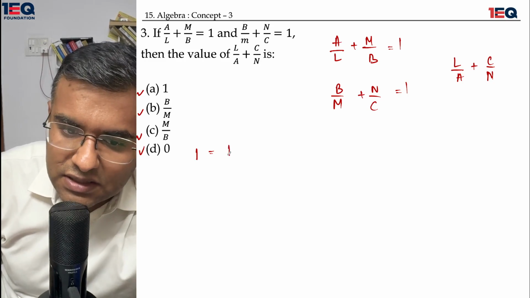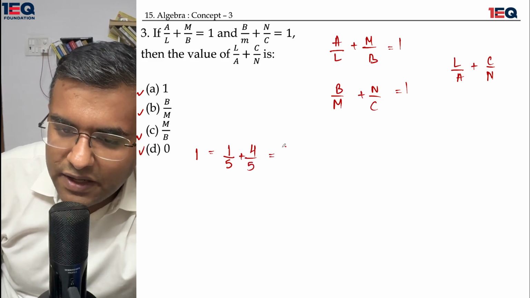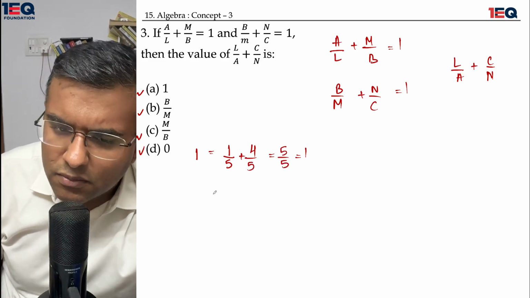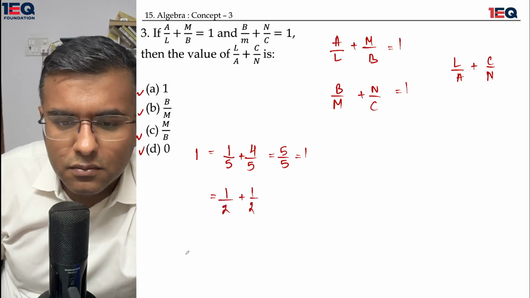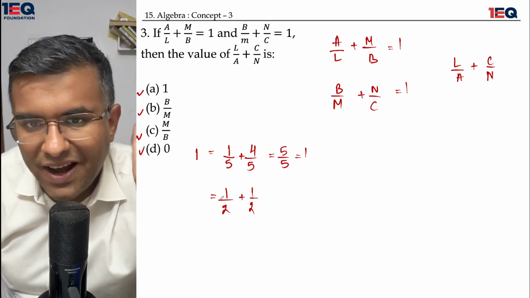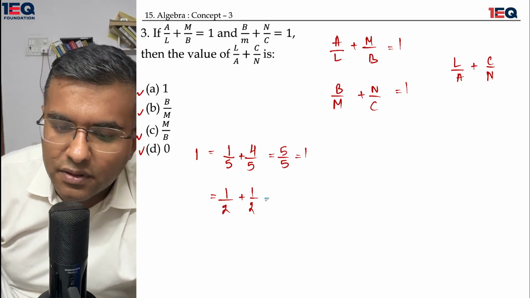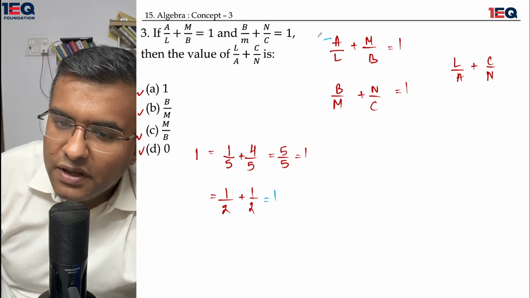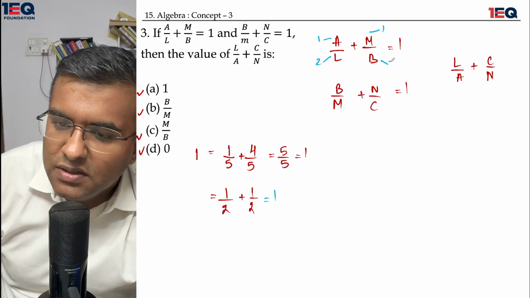The answer is yes. If I add up 1 by 5 plus 4 by 5, I would get the value as 5 by 5, and this answer would be 1. But this is a little complicated. Let me take it simply as half plus half. When I say half plus half, I tend to ease down my entire question. So when I say half plus half is equal to 1, you're able to understand it better. That means the value of a is 1, the value of L is 2, the value of m is 1, and the value of b is 2.